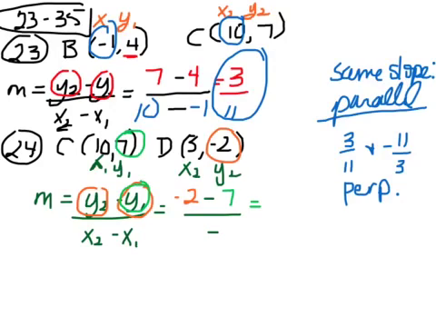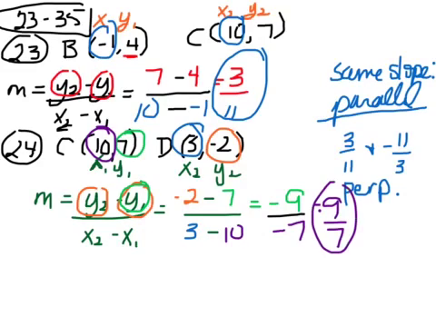What's negative 2 minus 7? Negative 9, right? I don't want to let the video roll too long here, waiting. And then x2, I'm supposed to subtract x2 minus x1. Well, x2 over here is 3, and then x1 here is 10. What's 3 minus 10? Negative 7. And then a negative over a negative is a positive, so the slope here is 9 over 7.